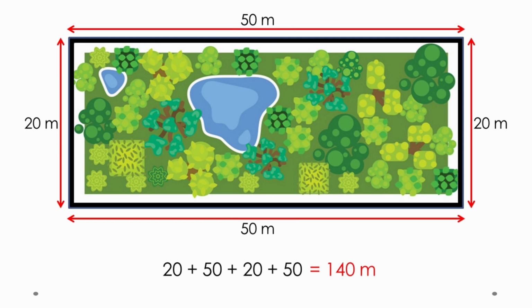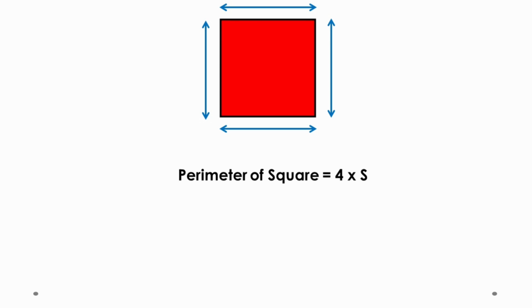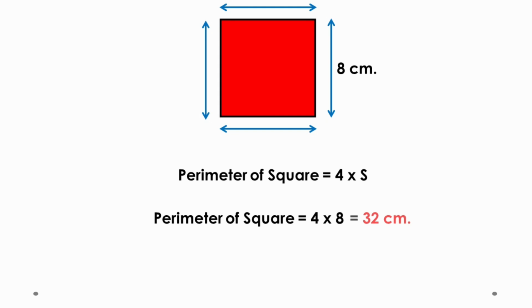Let's begin with the formula for square. A square is a shape with four equal sides. So, the formula to find the perimeter of a square is 4 multiplied by side. If the side of a given square is 8 centimeter, then its perimeter would be 4 into 8, which is equal to 32 centimeters.